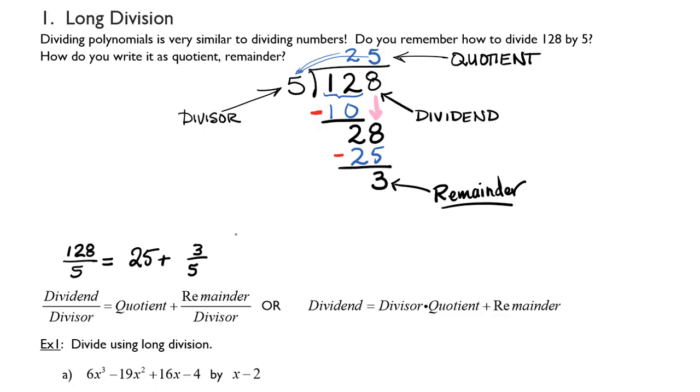The other way you can rewrite this is the dividend, 128, is equal to the divisor, 5, times the quotient, 25, plus the remainder, 3. And if you check that, if you think of 25 as a quarter of a dollar, 5 times 25 is $1.25, so 125 plus 3. That will give us 128, which is indeed a true statement. So now we can use this same pattern to divide polynomials.